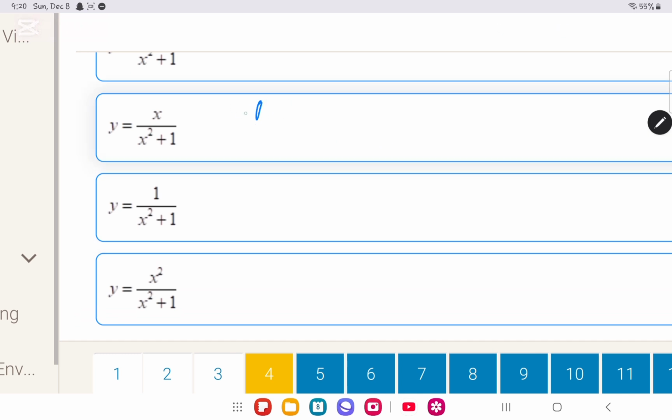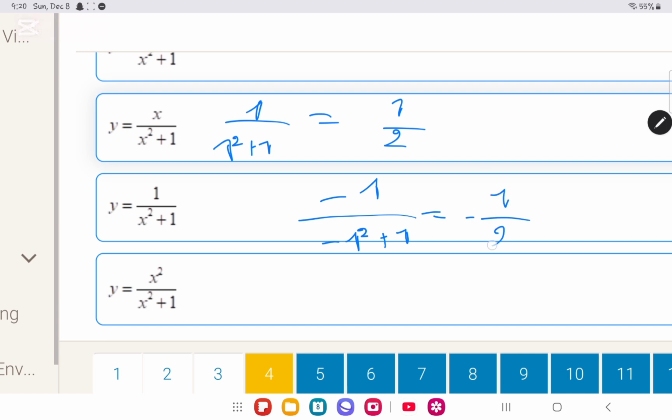Let's start with 1 actually. 1 divided by 1 squared plus 1 is equal to 1 over 2. Minus 1 divided by minus 1 squared plus 1 is equal to minus 1 over 2. So they are not equal, we do not choose them.